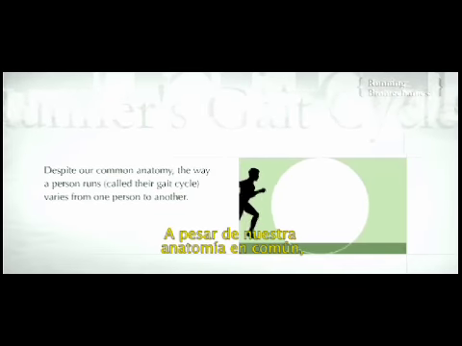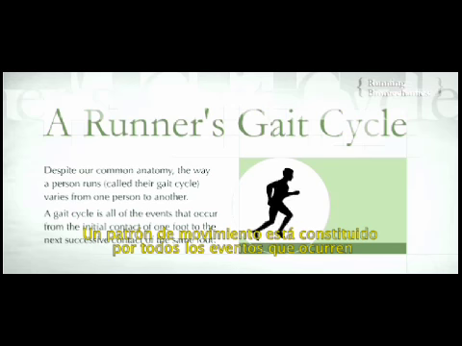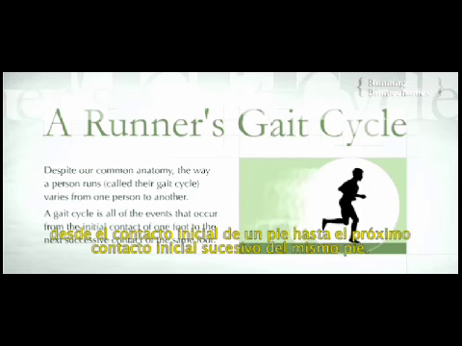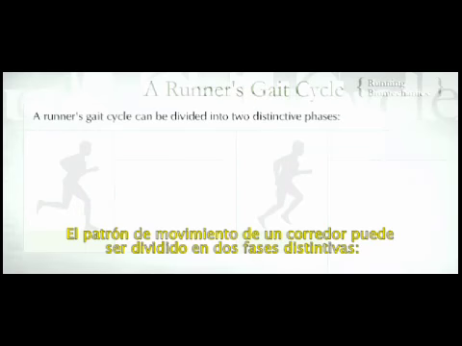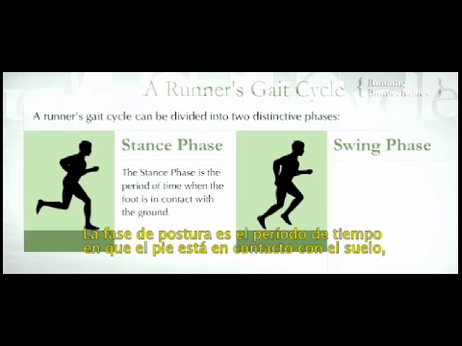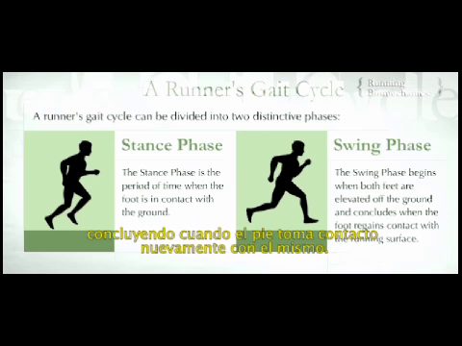Despite our common anatomy, the way a person runs, called their gait cycle, varies from one person to another. A gait cycle is all of the events that occur from the initial contact of one foot to the next successive contact of the same foot. A runner's gait cycle can be divided into 2 distinctive phases, the stance phase and the swing phase. The stance phase is the period of time when the foot is in contact with the ground. The swing phase begins when both feet are elevated off the ground and concludes when the foot regains contact with the running surface.